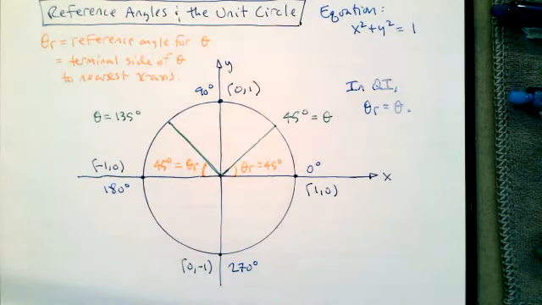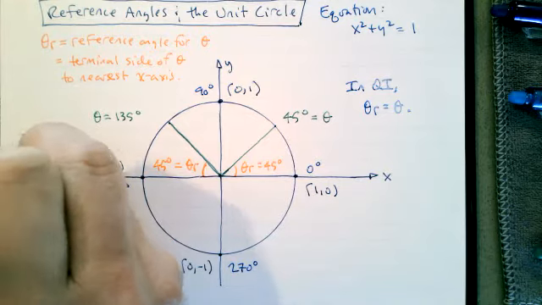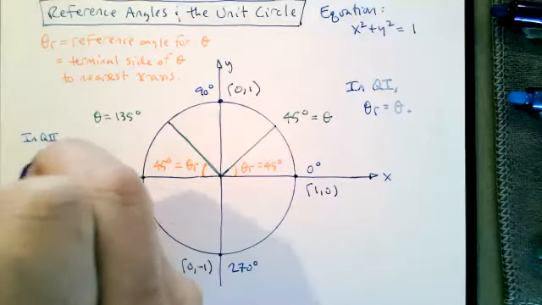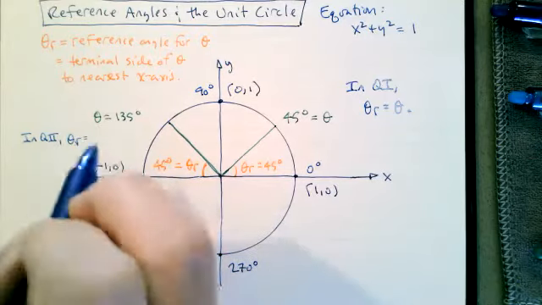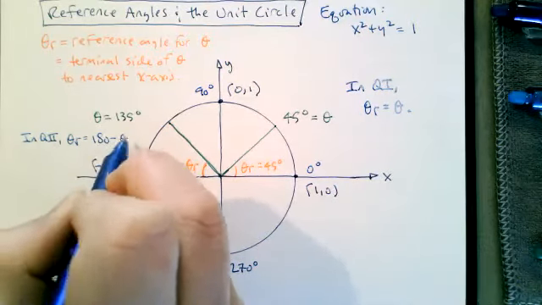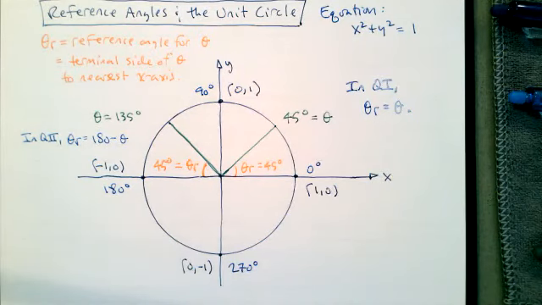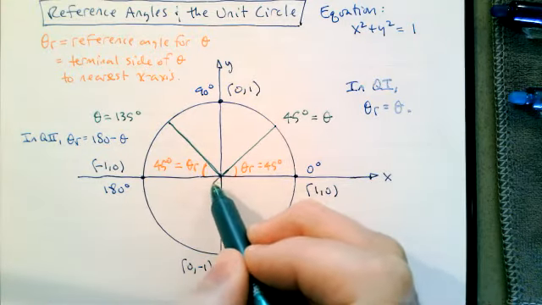So in the second quadrant, we can see that theta r is going to be 180 minus theta. So in Q2, theta r is 180 minus theta. In this case, 180 minus 135 is 45. So we would say that 135 degrees has a 45-degree reference angle. And we're going to keep going around the circle to the two that I asked you to think about.